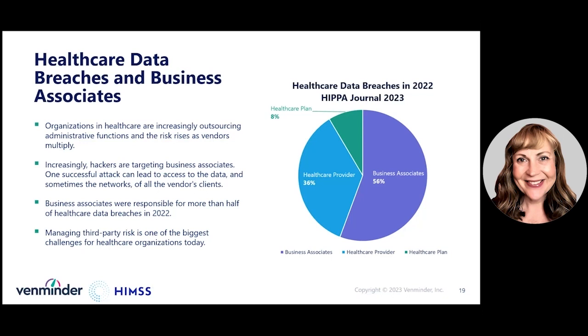And this makes a lot of sense because as organizations continue to outsource and there are more products and services delivered, the number of vendors goes up, and so the risk multiplies. And it's also because hackers are not stupid. They are increasingly targeting business associates because they frequently have inadequate cybersecurity controls. They may need only one successful cyber attack to access the systems of all the vendor's clients. So going after an organization's business associates is often the best way in. And that's why third-party risk management is one of the biggest challenges healthcare organizations are facing today.